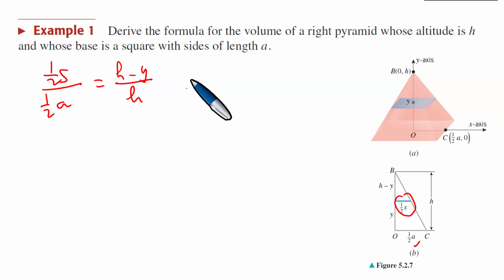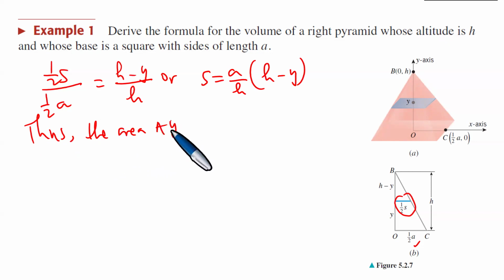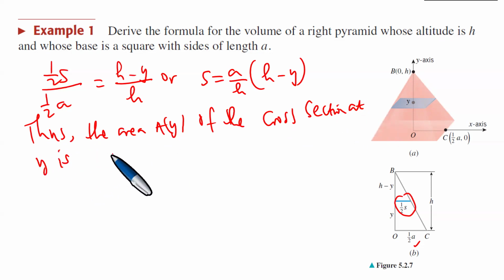This is a high school thing, but normally it won't be. Making S the subject, S is A over H times H minus Y. Thus the area A of Y of the cross section at Y is equal to A squared over H squared times H minus Y squared.